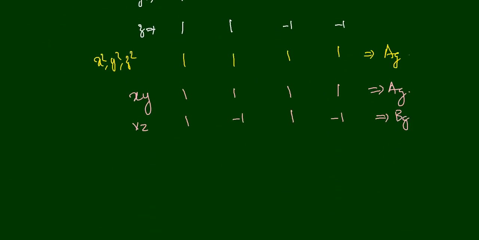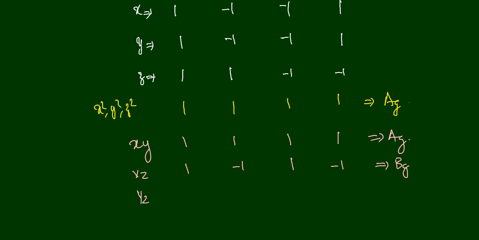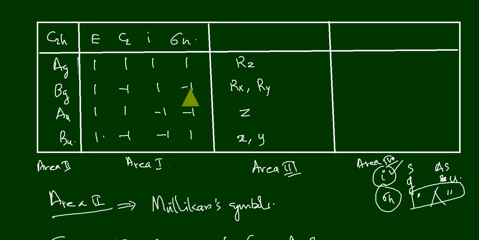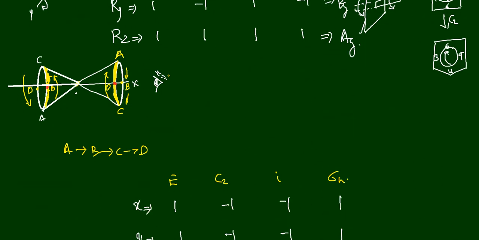And the next one is YZ. YZ is 1 into 1, 1. Minus 1, 1, minus 1. Minus 1, minus 1, 1. 1 into minus 1, minus 1. So 1 minus 1, 1 minus 1. What is that? It belongs to BG again. So we have to write BG here.